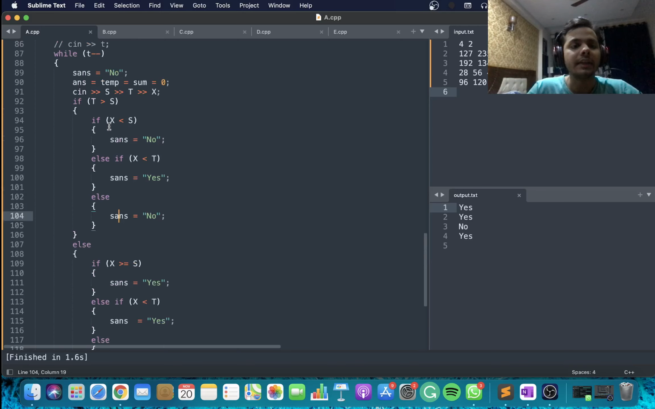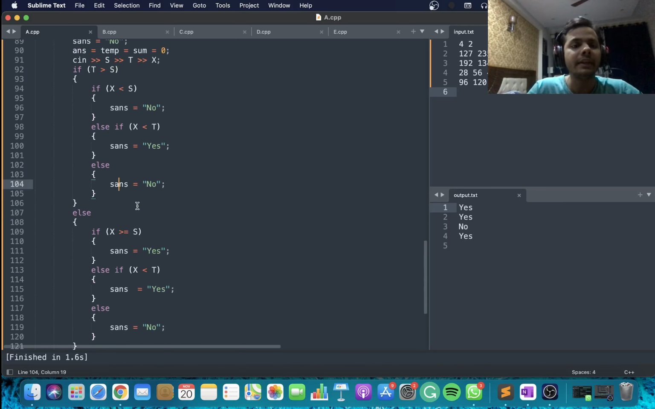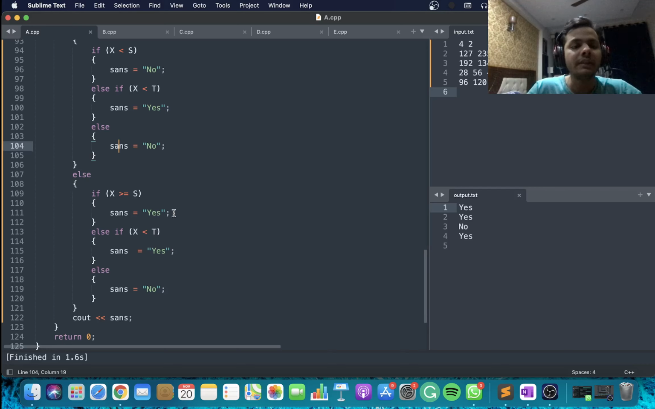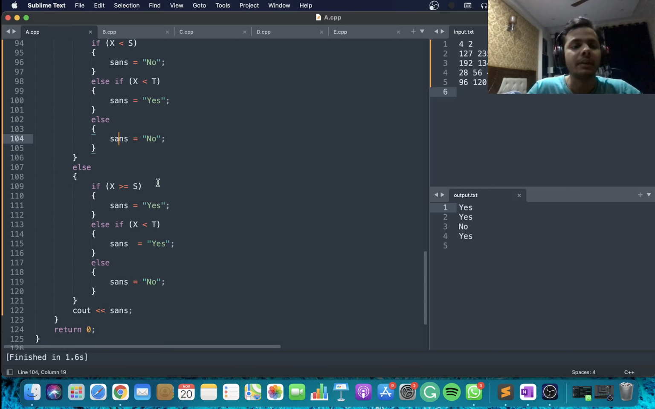Similarly, the second case is when the light is turned on one day and it is turned off on the other day, and that will happen when T is less than S. So if T is less than S, then any time after S the light will obviously be on because I am turning it off the next day.